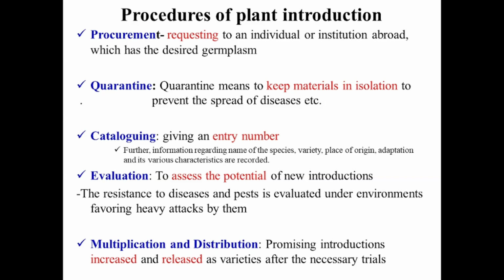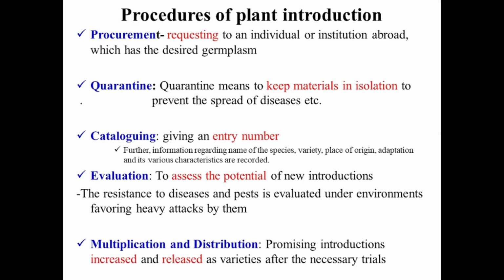Then the second step will be quarantine. Quarantine means to keep materials in isolation to prevent the spread of diseases, etc. This step should be strict because it may bring new diseases, insect pests, and weeds to the country. The third step is cataloging, which includes giving an entry number, and further information regarding the name of the species, variety, place of origin, adaptation, and its various characteristics are recorded.